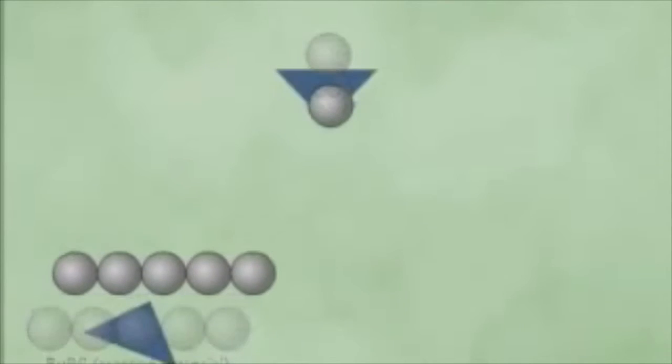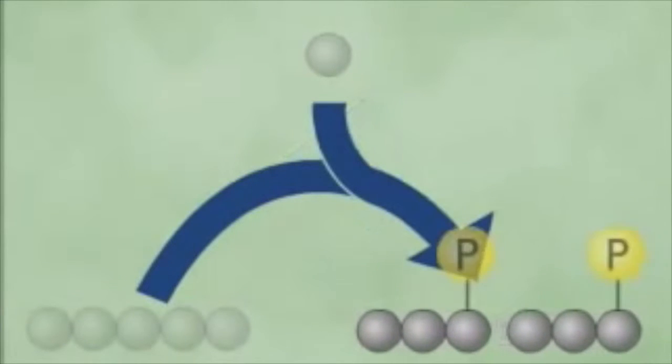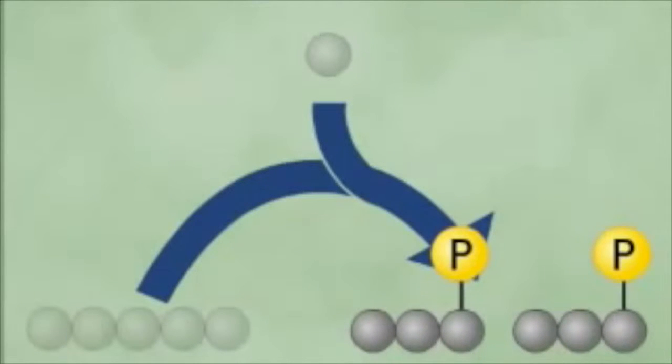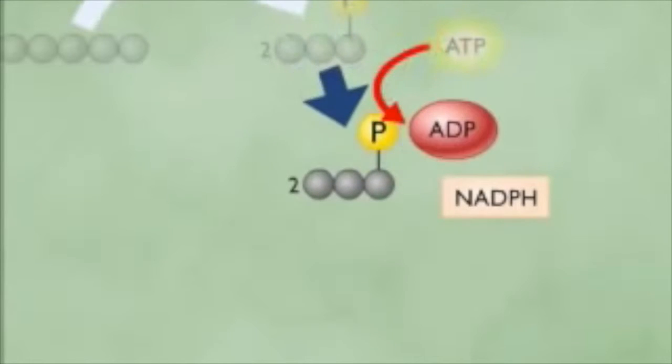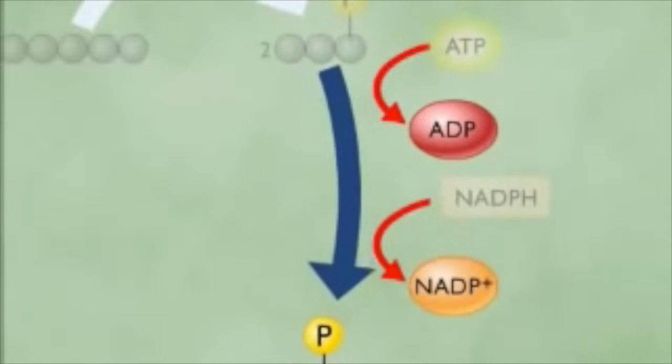In phase 1, carbon fixation, Rubisco turns 6 molecules of carbon dioxide into 12 molecules of 3-phosphoglycerate. In phase 2, reduction, energy from ATP and NADPH is used to turn 12 molecules of 3-phosphoglycerate into 12 molecules of glyceraldehyde 3-phosphate, 2 of which go to glucose, 10 of which go to phase 3.